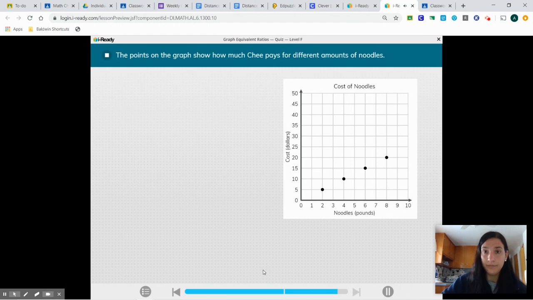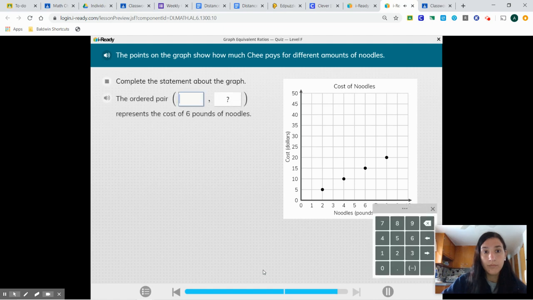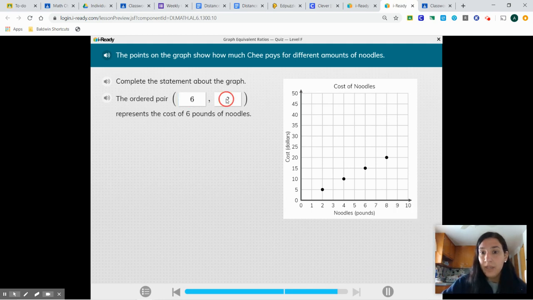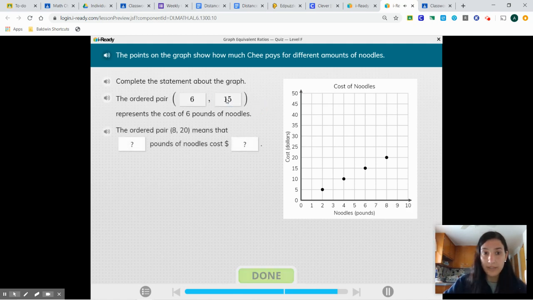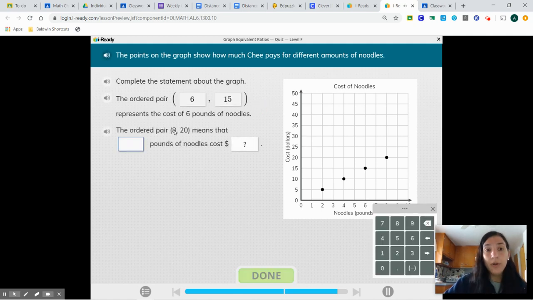The points on the graph show how much Chi pays for different amounts of noodles. Complete the statement about the graph. So 6 pounds of noodles, so 6 is our x value, is going to cost him $15. So the ordered pair 6, 15 represents the cost of 6 pounds of noodles. The ordered pair 8, 20 means that 8 pounds of noodles will cost $20.